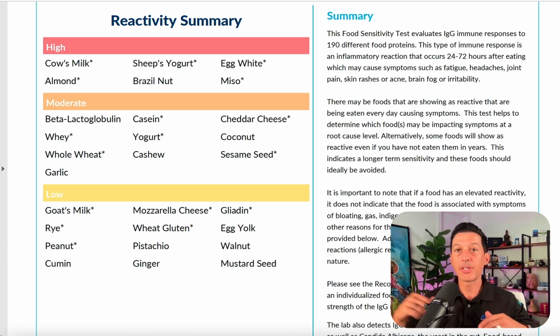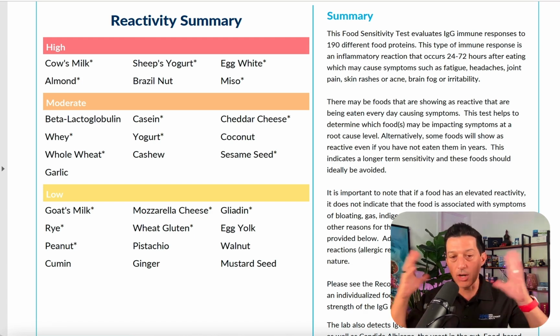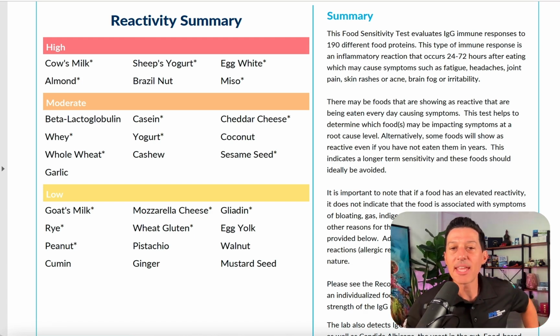Okay. So still eat all the fish you want, meat, chicken, whatever it might be. And again, I'm saying obviously for you, but when we look at it, we make it much simpler. So we give you a reactivity summary right there.